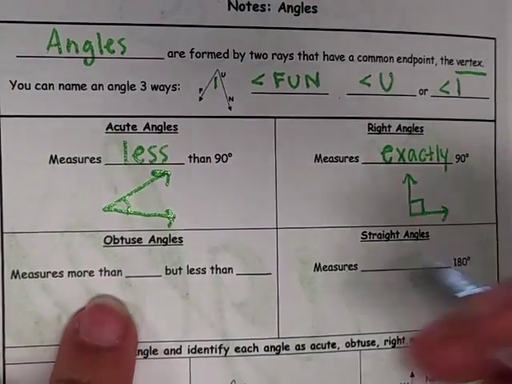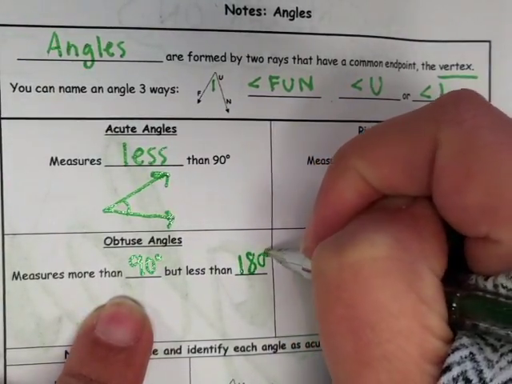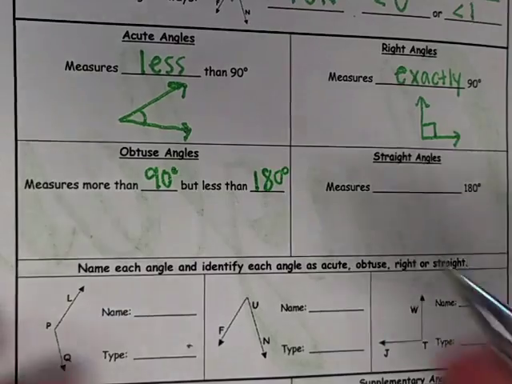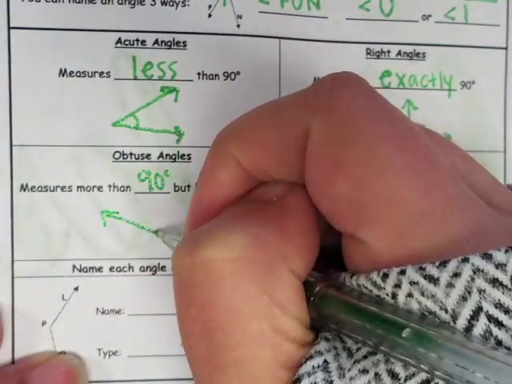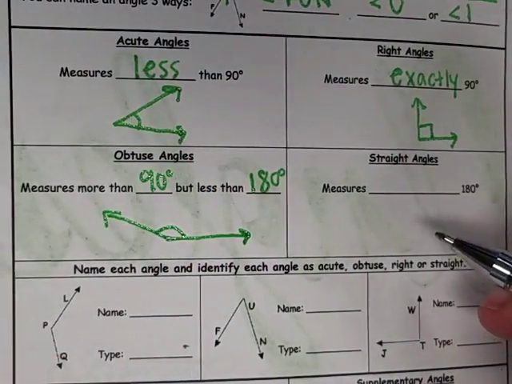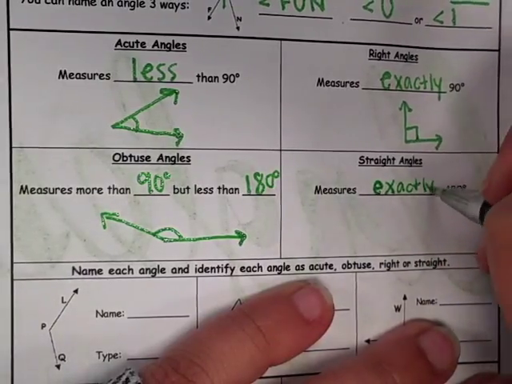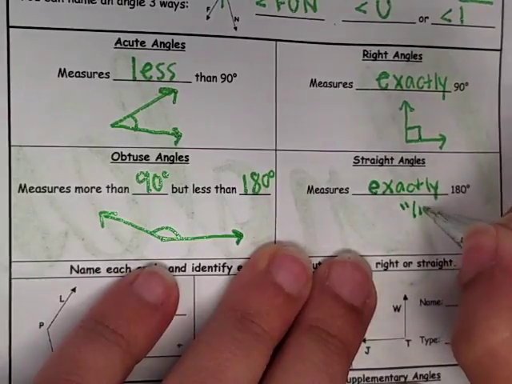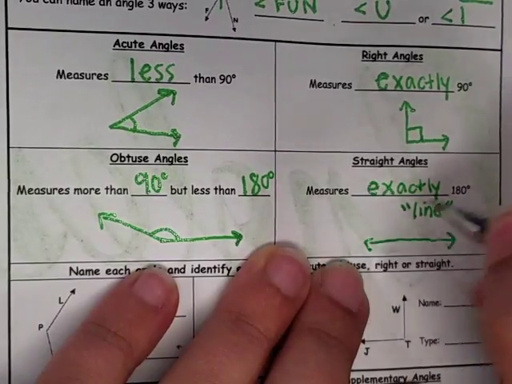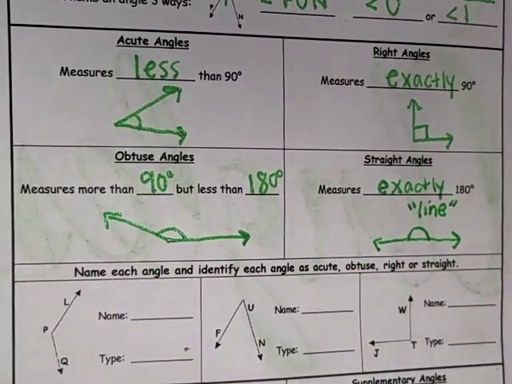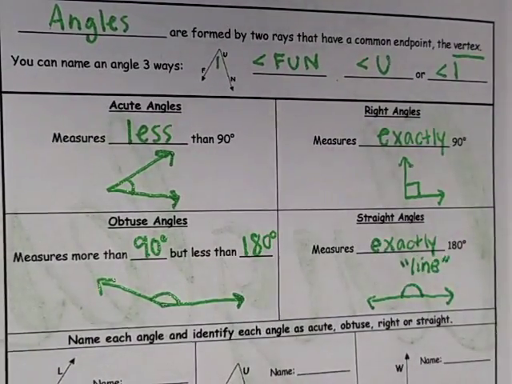Then we have obtuse angles that measure more than 90 degrees, but less than 180 degrees. And those angles look like this. And then we have a straight angle, which is exactly 180 degrees. You can also just call this a line. And those look like so. And again, they form 180 degrees, which is a nice straight line. So those are the four angle measures. We'll talk about acute, right, obtuse, and straight.